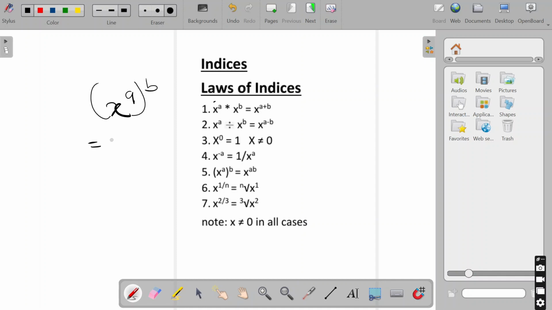So this is the same thing as what? x raised to power ab. Just know the law of indices: x raised to power ab, meaning you just multiply the indices, that is the a and the b, while the x, you write the x as it is. So let's just take 3 examples to explain this.